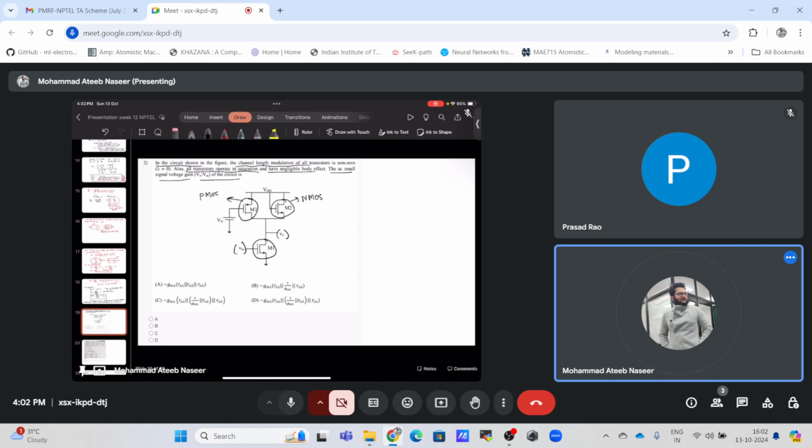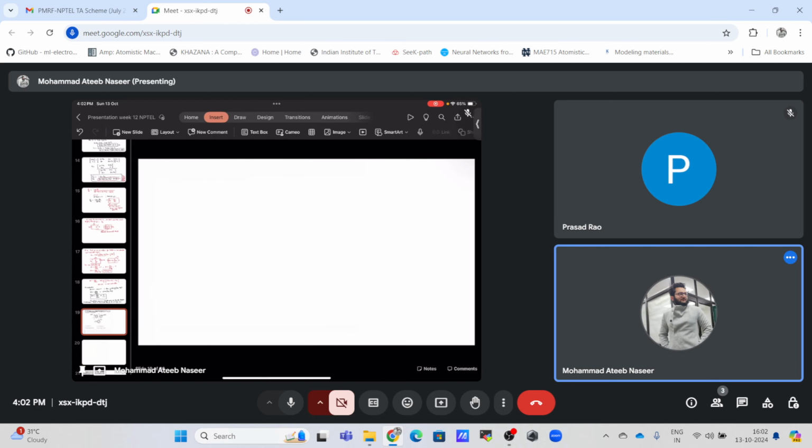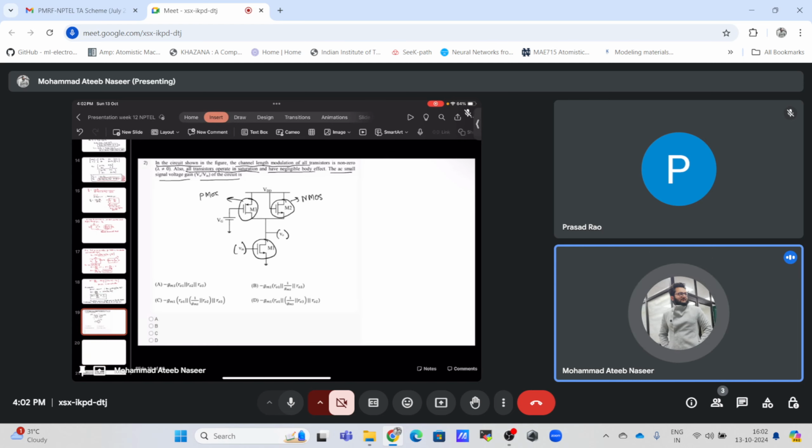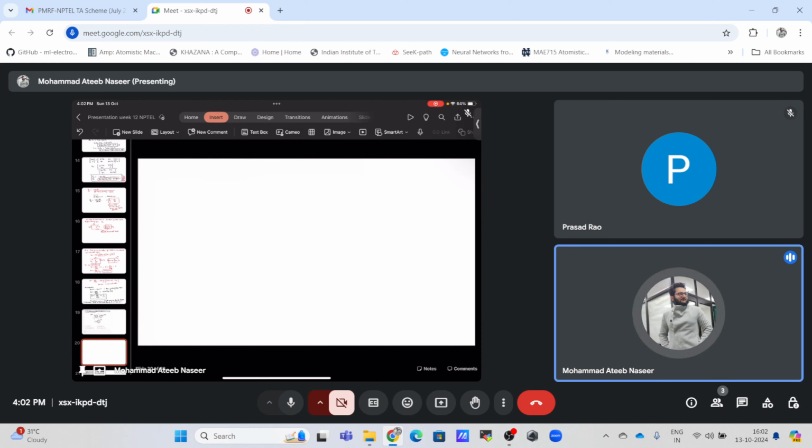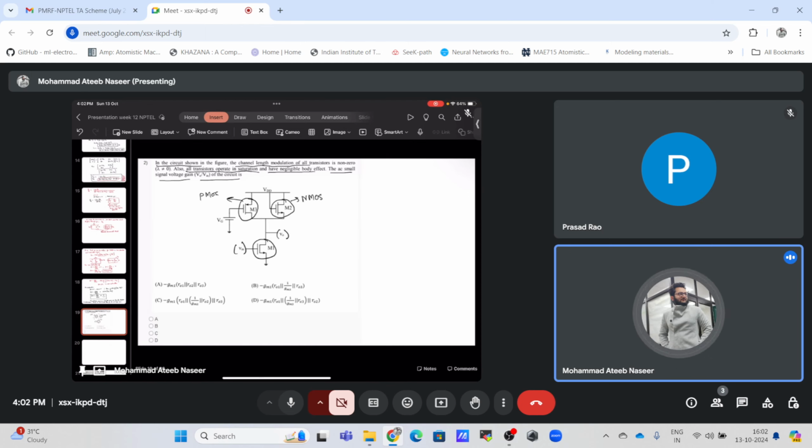So if we now draw the small signal equivalent for this, let me use another slide for the same. Let us draw it for the PMOS first, which is M3. All the DC sources will be grounded for the small signal analysis, and all the independent current sources will be open. Okay, so let's be clear about this.